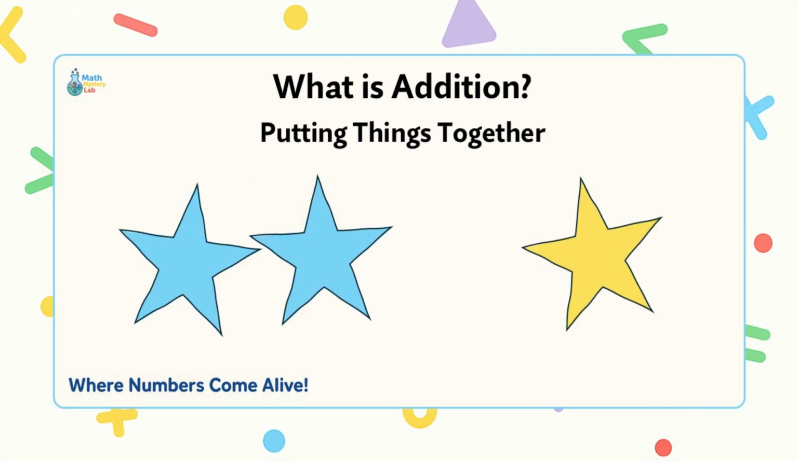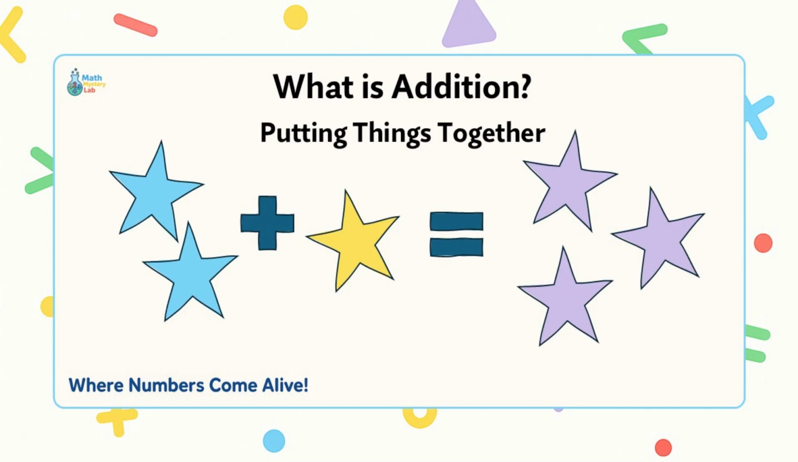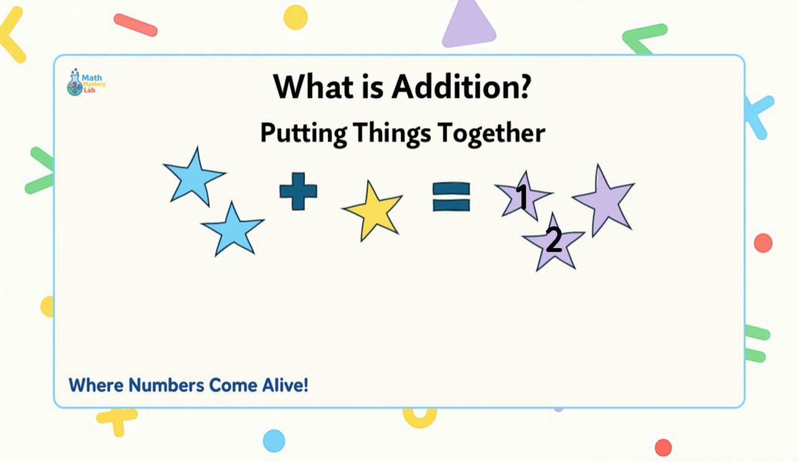If we have two blue stars, and we also have one yellow star, we can add these two groups of stars together and get a new group of stars. Let's count how many stars are in the new group. 1, 2, 3. First, we had a group of 2 stars. Then we added another group of 1 star. As a result, we got 3 stars.